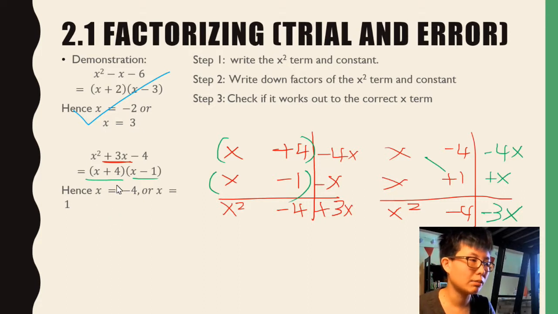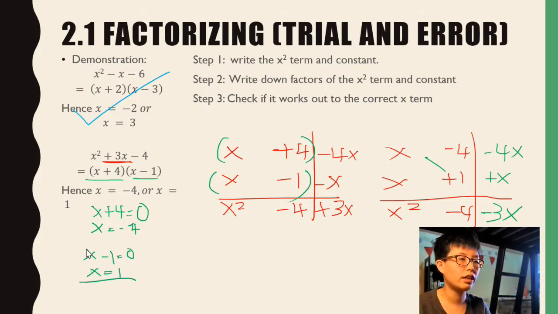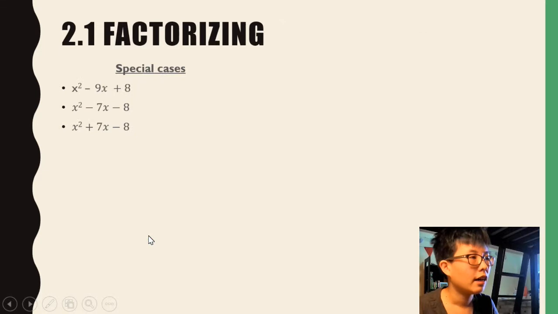Then by making x the subject, we have x plus 4 equals 0, and then you put the 4 on the other side, you get x equals negative 4. Or if you have x minus 1 equals 0, you just shift it and you get x equals 1. So that's your two answers.